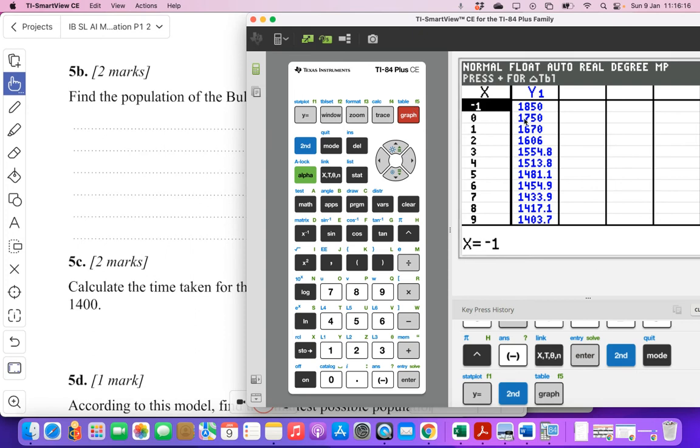Might be easy. Look, there's our initial population, 1750. At 5 days, I get 1481.1. So you could put 1480. 1480 is 3 significant figures.